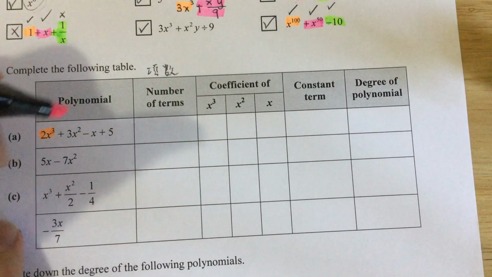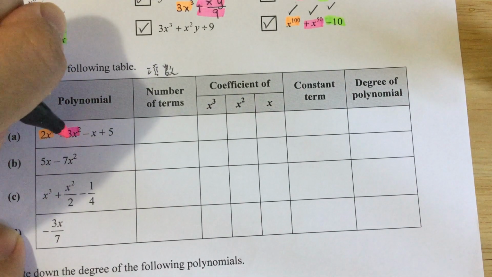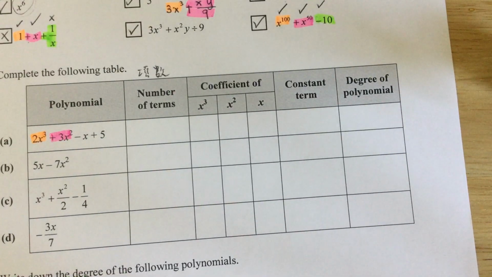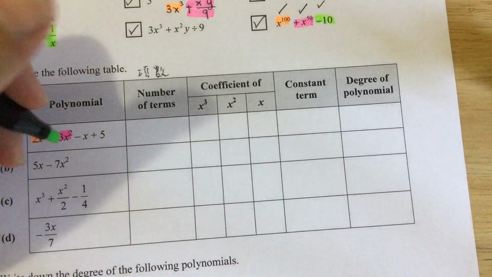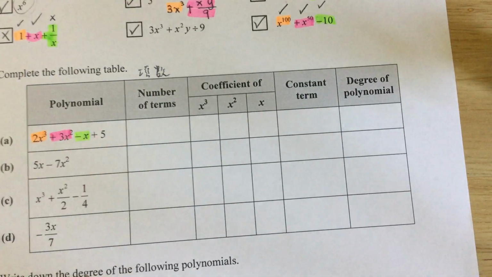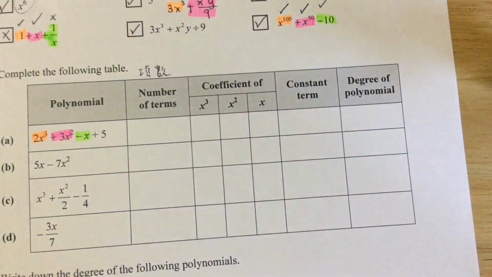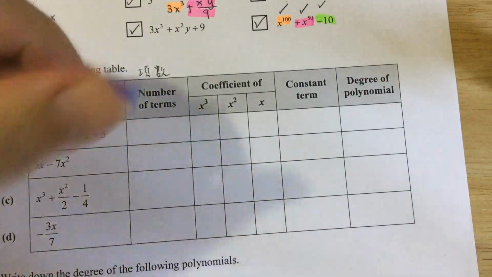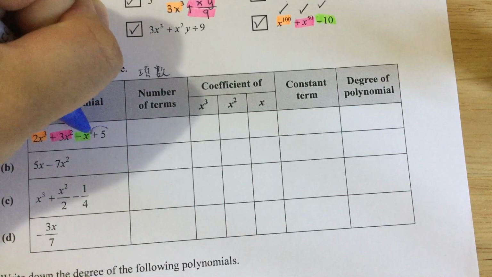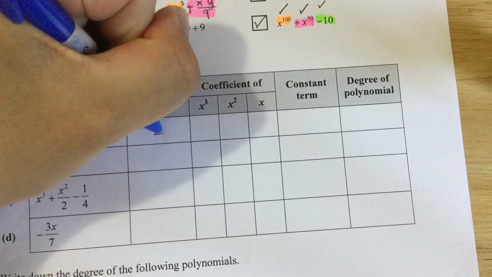And then for 3x squared, we include the plus sign. So this one is the second term. And for the green one, the negative x, you will see this is the third term with the negative sign. So this one is called negative x. And the last one is the positive 5. This is the fourth term. So the number of terms here is 4.